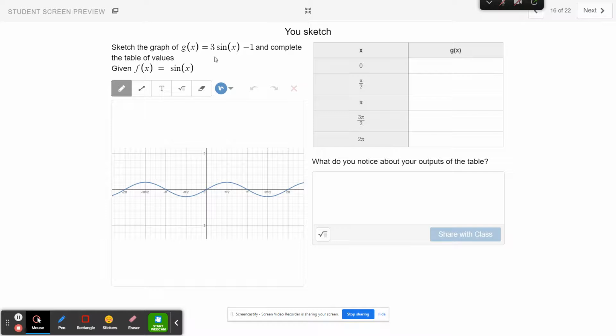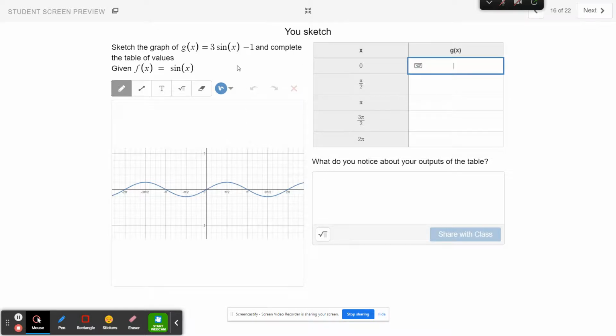Sketch the graph, 3 sine of x minus 1, and complete the table value. So graphed already is the parent function. It says given the parent function. All right, so what is this going to do? This is going to shift this graph down 1 unit, okay, and make the amplitude 3. All right, so let's do a table of values.